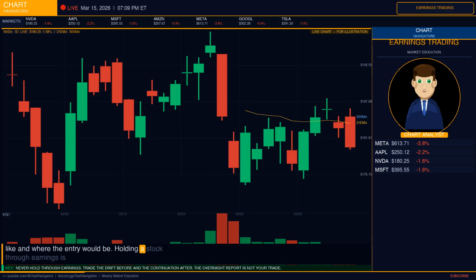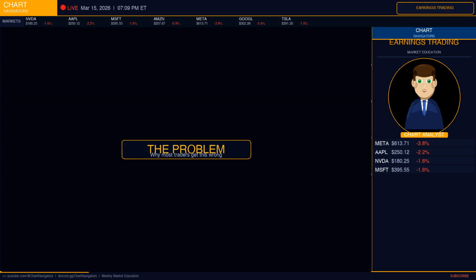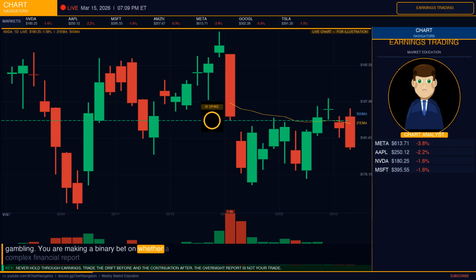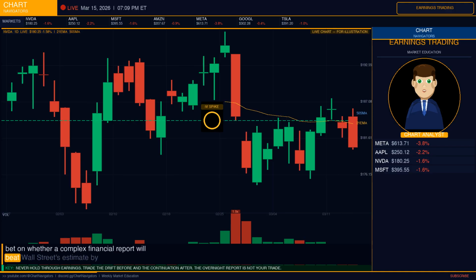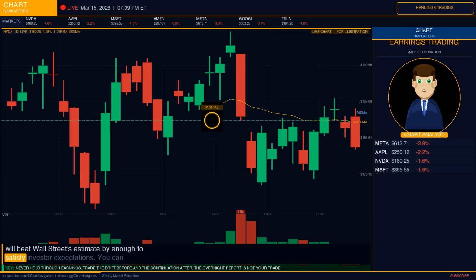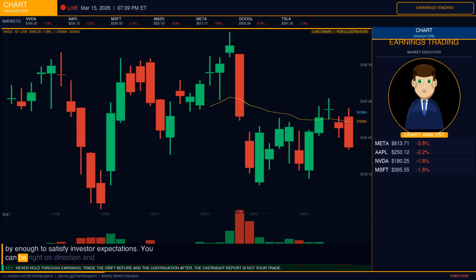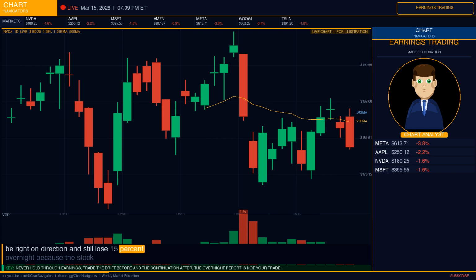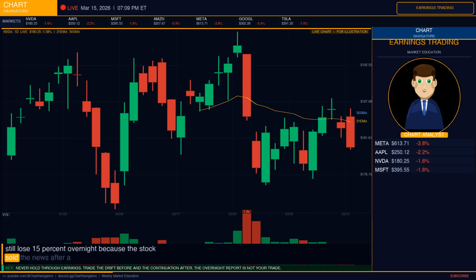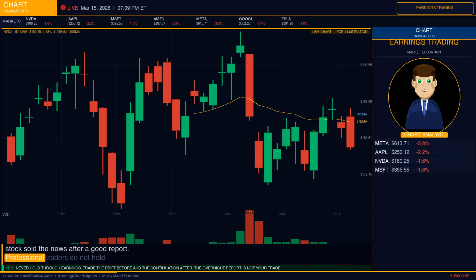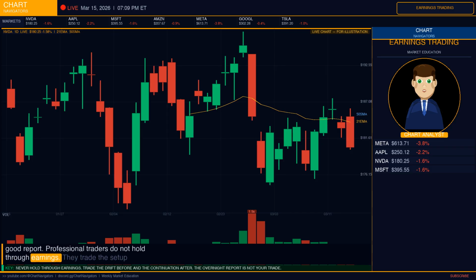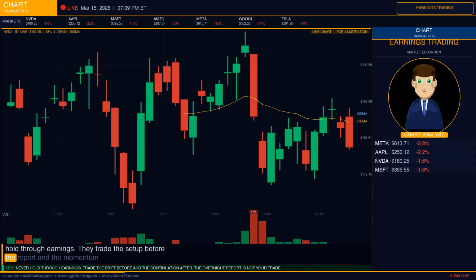Holding a stock through earnings is not trading, it is gambling. You are making a binary bet on whether a complex financial report will beat Wall Street's estimate by enough to satisfy investor expectations. You can be right on direction and still lose 15% overnight because the stock sold the news after a good report. Professional traders do not hold through earnings. They trade the setup before the report and the momentum trade after, but only after the binary risk has resolved.